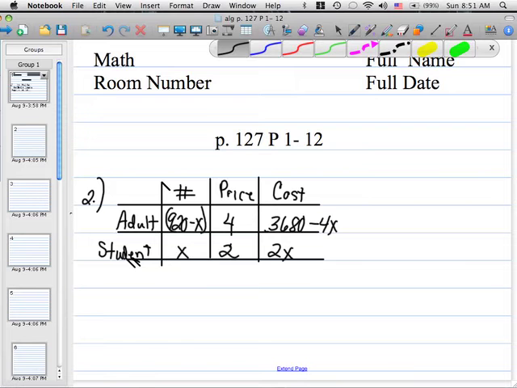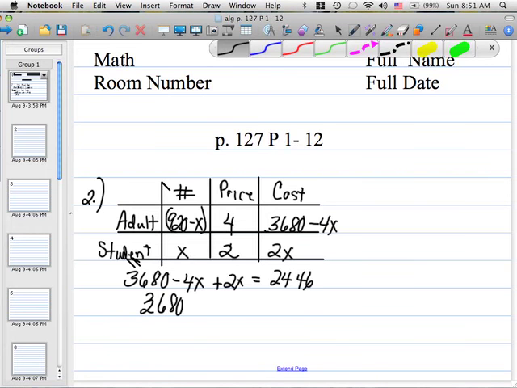And it told us that the total of the 920 tickets was 2,446. So if I take 3,680 minus 4x, the cost of the adult, plus the cost of the student, 2x, it should equal $2,446. Collecting like terms, 3,680 and negative 4x and a positive 2x makes negative 2x.